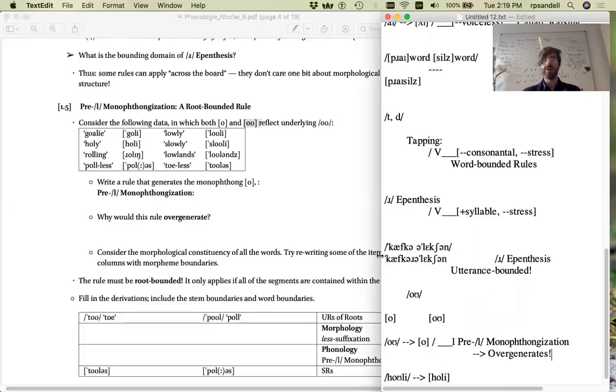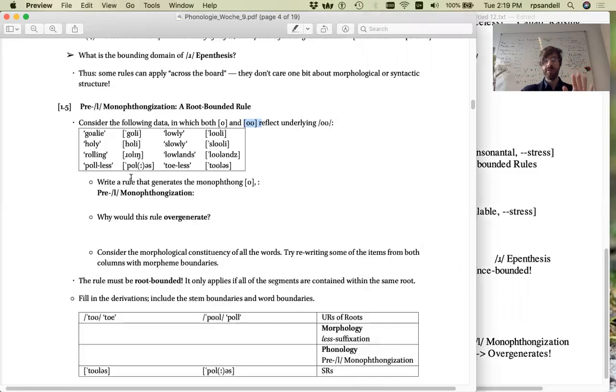Overgenerate means that the rule as we have written it accounts for the forms that we want to generate through the rule, but it predicts that forms should undergo the rule that don't actually undergo it. A rule that undergenerates, on the other hand, would fail to create the forms where we need to see the application of the rule.